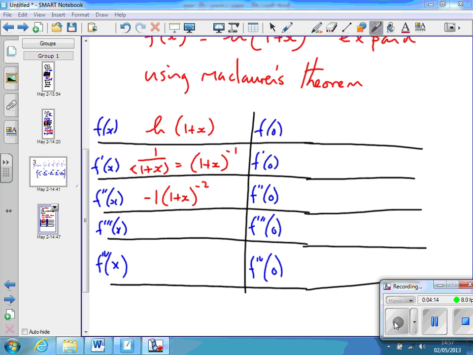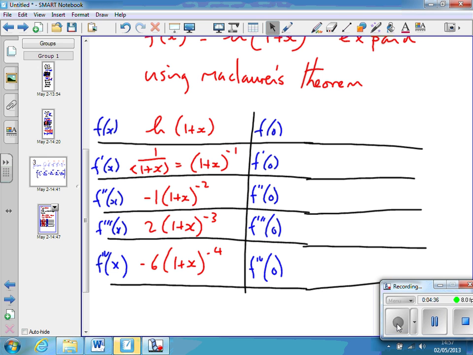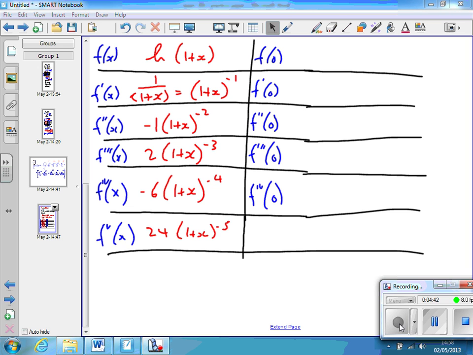So the next differential, bring down the power, minus 2 times minus 1 is 2, 1 plus x to the power minus 3. Write down what you think the next one will be. Yep, hopefully you get minus 6, 1 plus x to the minus 4, and so on. We can carry on going. Next term, the fifth differential, what would that be? So the next term will be 24, 1 plus x to the minus 5, and so on, for as many terms as we want to do. And as Dan pointed out earlier, the more terms you have, the more your power series gives an exact answer for the function.